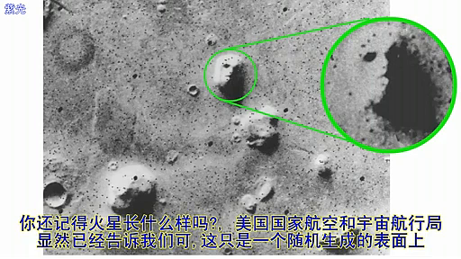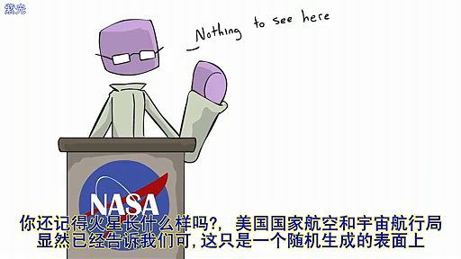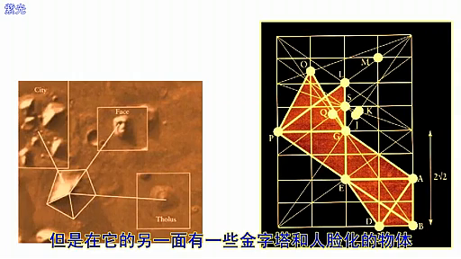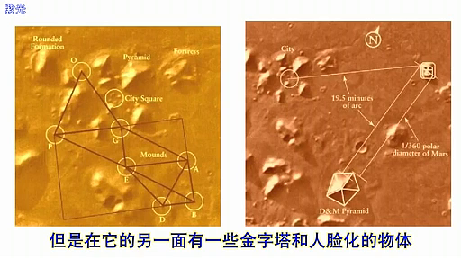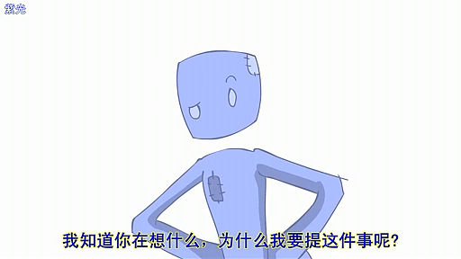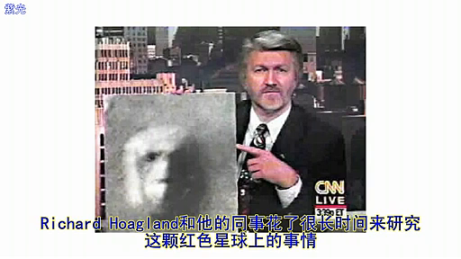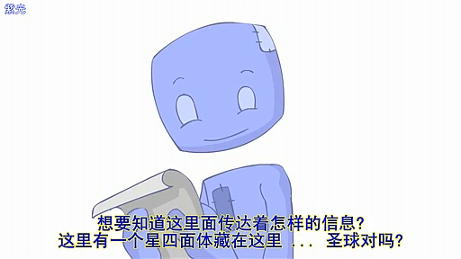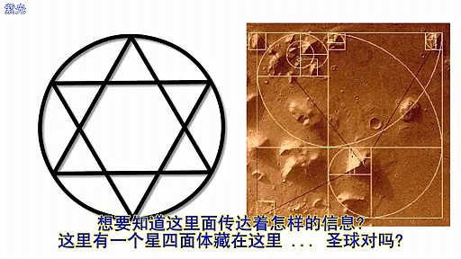Do you remember the face on Mars? NASA obviously tells us that it's just a random formation on the surface of the planet. But right next to the face, there are also a few pyramids and other anthropomorphic structures. I know what you're thinking. Why on earth would I bring that up all of a sudden? Well, Richard Hoagland and his colleagues have spent a long time researching and deciphering a message on the surface of the red planet. Want to know what that message was? It was a star tetrahedron inscribed in a sphere.